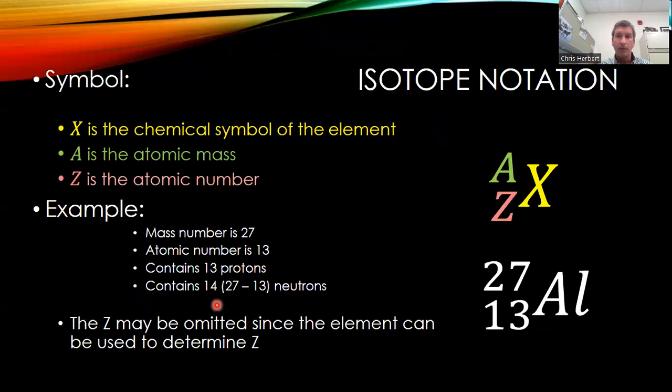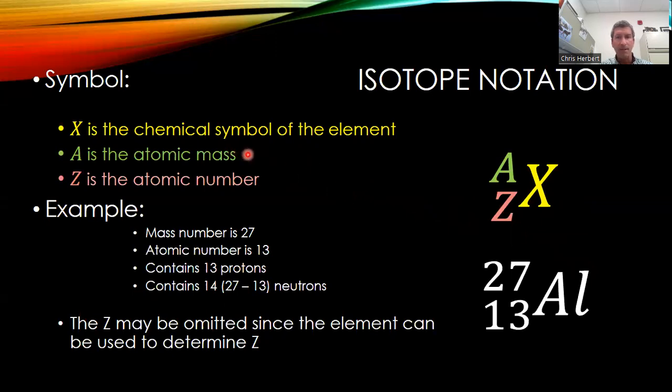So looking at notation, again, X is the chemical symbol of the element. So hydrogen with 1 proton, we would use the symbol H. Helium with 2 protons, we'd use the symbol He. And this type of notation is somewhat redundant in that our chemical symbol is really defined by our atomic number. So many times, just because it's redundant, we'll leave out Z when we're writing down the notation for an isotope.